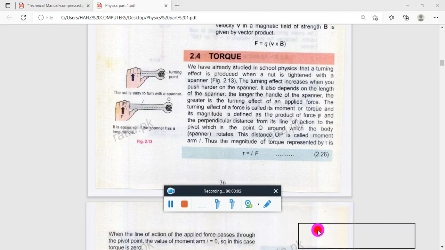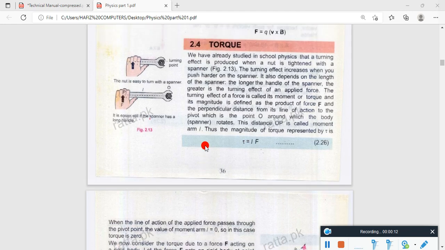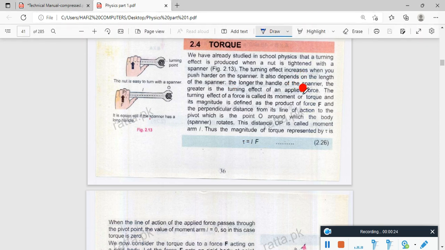So the next topic is torque. We have already studied in school physics that the turning effect is produced when a nut is tightened with a spanner. The turning effect increases when you push harder on the spanner. It depends upon the length of the spanner. The longer the handle is, the greater is the turning effect of force.